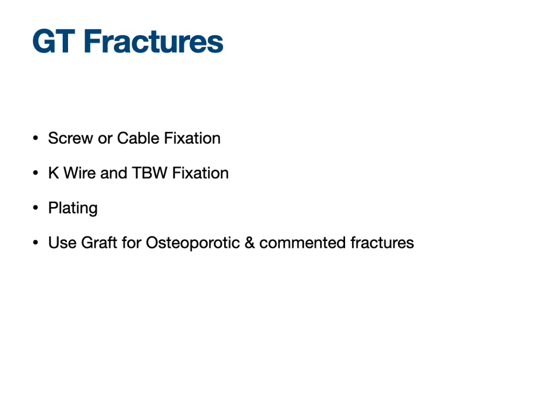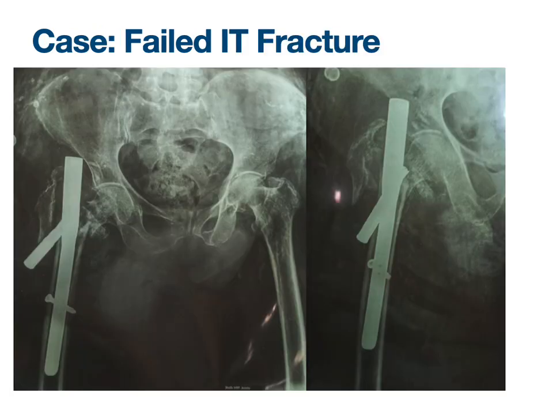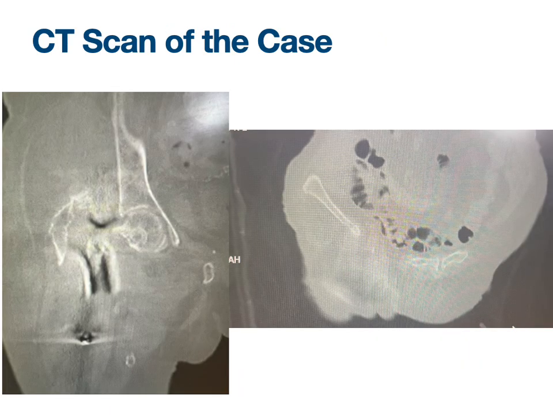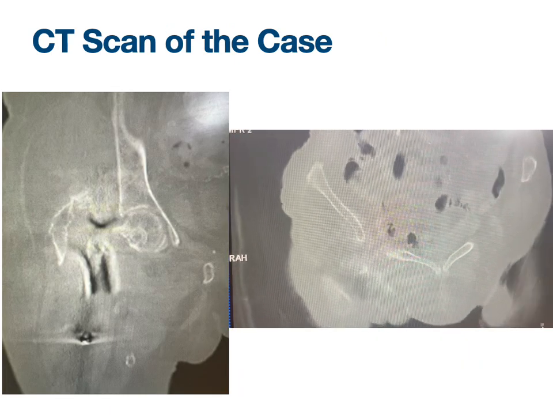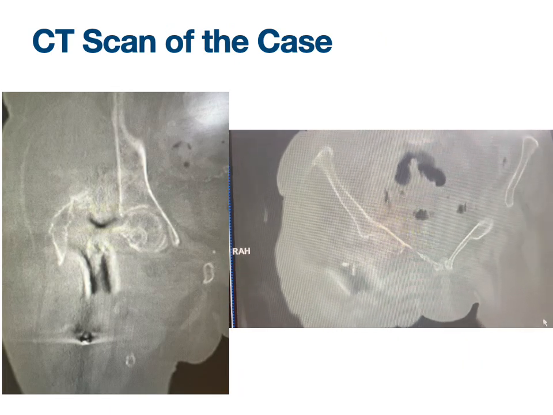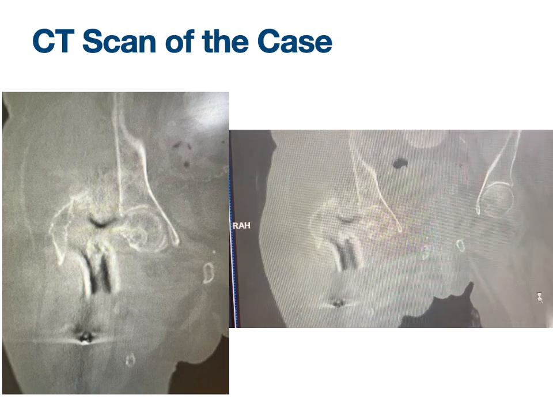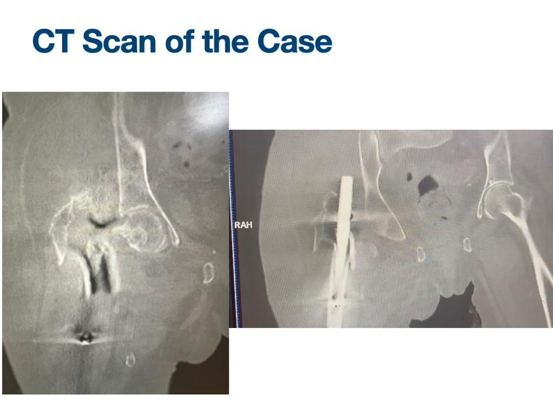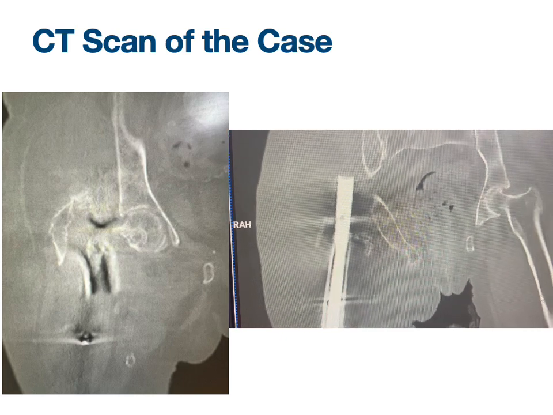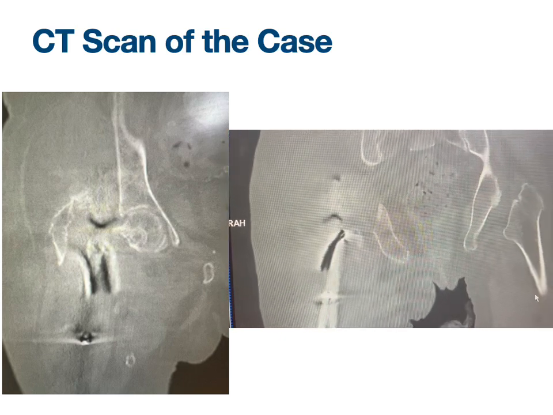Let's look at this case of a failed IT fracture. You can clearly see that there is an abductor mechanism disruption here. This is the CT scan, so you can clearly see that not only is the fracture bad, but also the nature of the bone, the comminution, and the osteoporosis is quite significant. You have got a very multi-fragmented fracture.